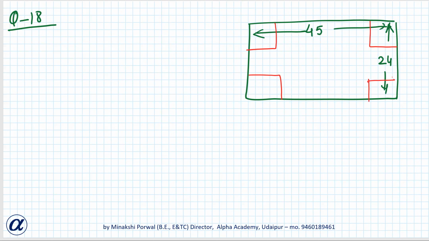So if this is x, this is x, this is also x, this is x, this is x. Now, what will this distance be? 45 minus 2x. And what about this distance? 24 minus 2x.